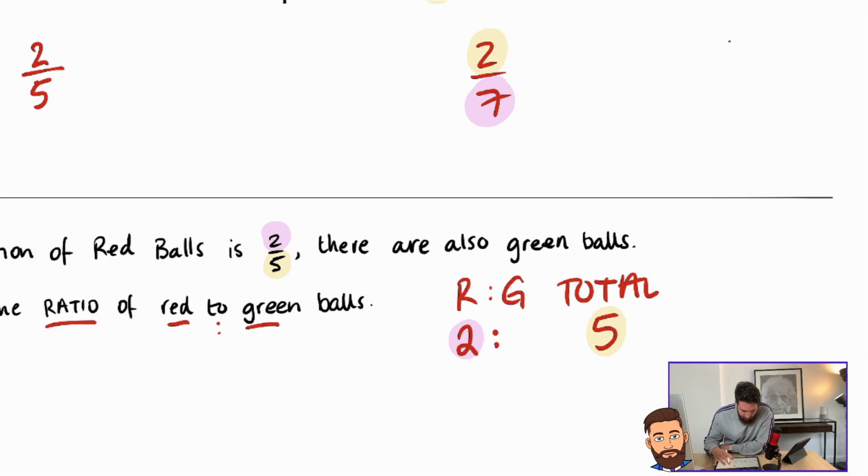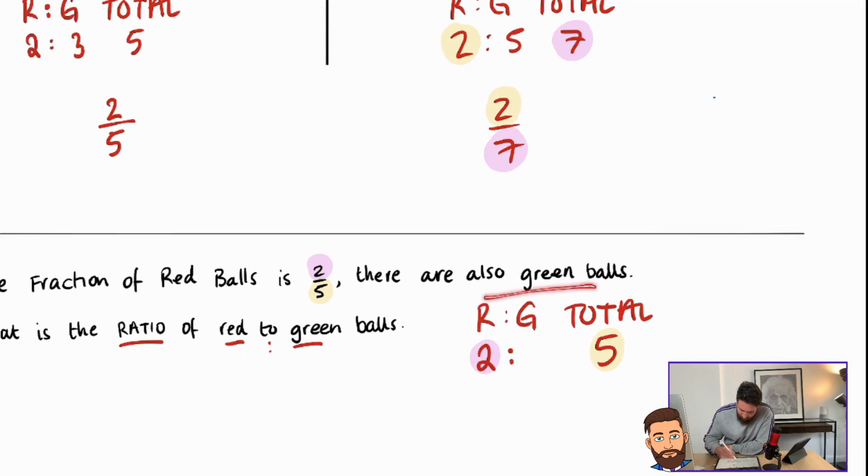Now it's quite clear to see what green should be. Well, I know this total has come from this one and this one added together. So clearly here, green would have to be 3. So I can write in 3 there. So the ratio of red to green balls would be 2 to 3.